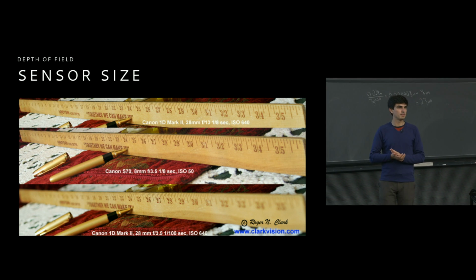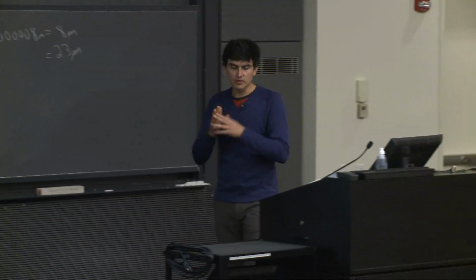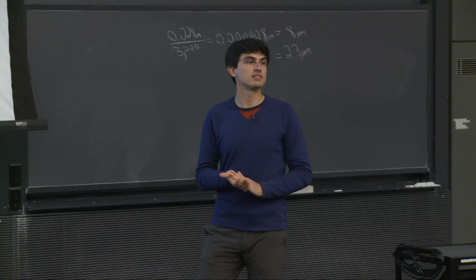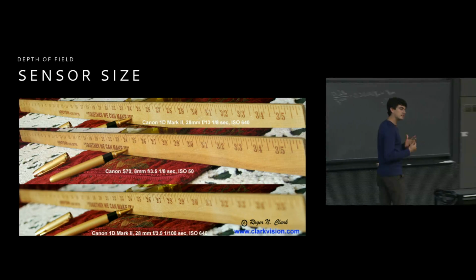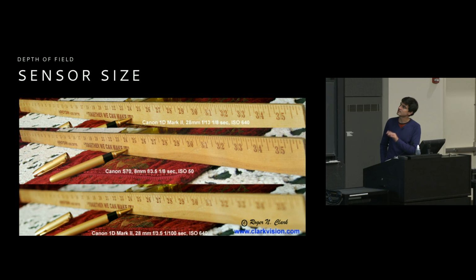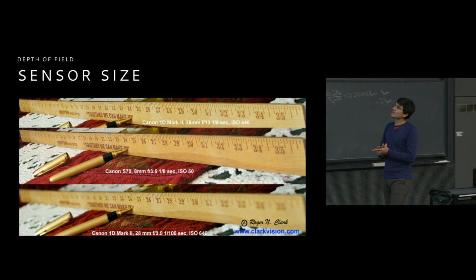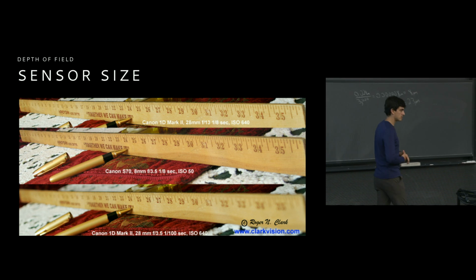So this is an example from a wonderful site that goes into a lot of the really nitty-gritty, low-down technical detail about digital photography called clarkvision.com. But this example is particularly useful when we're trying to tease apart why it appears that smaller cameras tend to have much larger depths of field than bigger cameras.